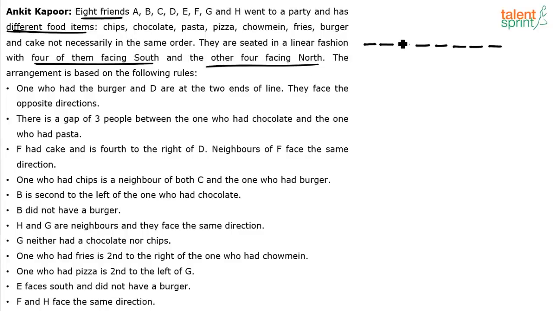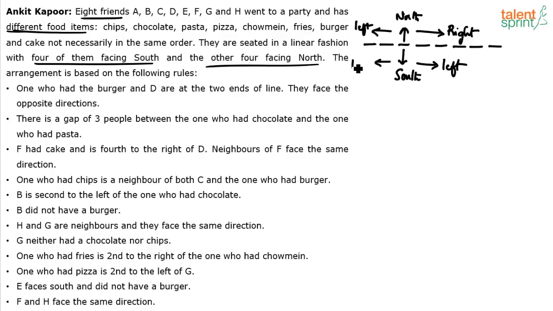Now it's important for you to know what happens when a person is facing north and when he's facing south, right? When a person is facing north, the left of that person should be taken towards our left and the right has to be taken towards our right. However, when the person is facing south, the left of the person will be taken towards our right and the right of the person should be taken towards our left. That's a very, very important concept that you need to know before you start solving this question. Left is on the left, right is on the right when a person is facing north, and it is opposite when the person is facing south.